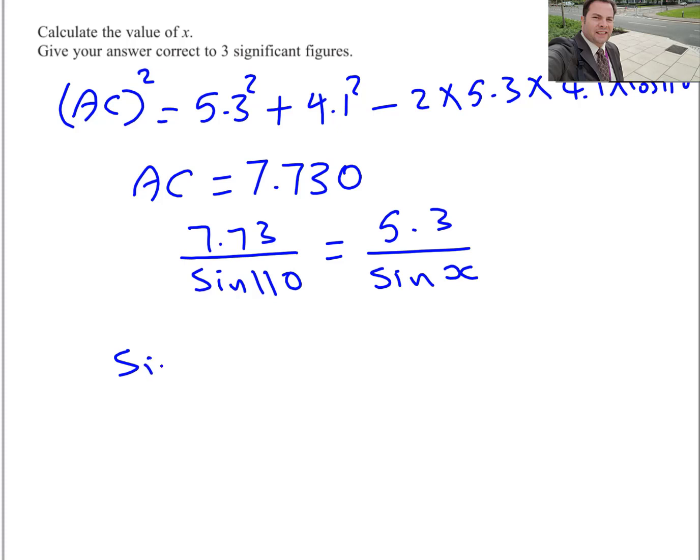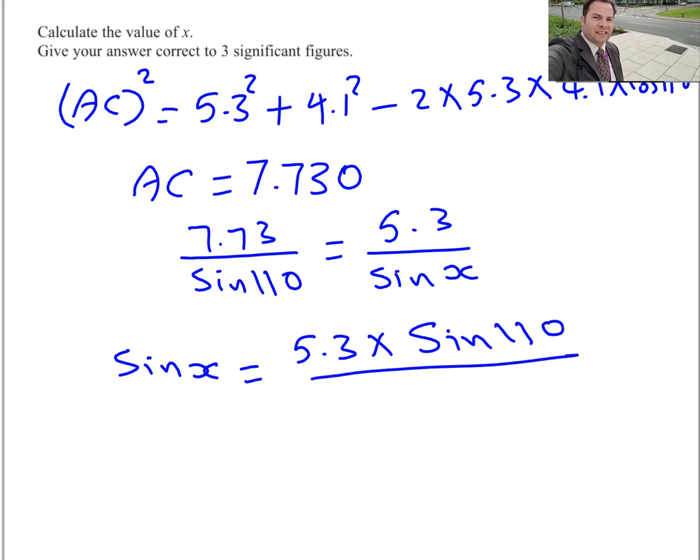Sine x is equal to 5.3 times sine 110 all divided by 7.73. So x is equal to inverse sine, or shift sine. You can find the measure of angle x. The answer is 40.1 degrees.